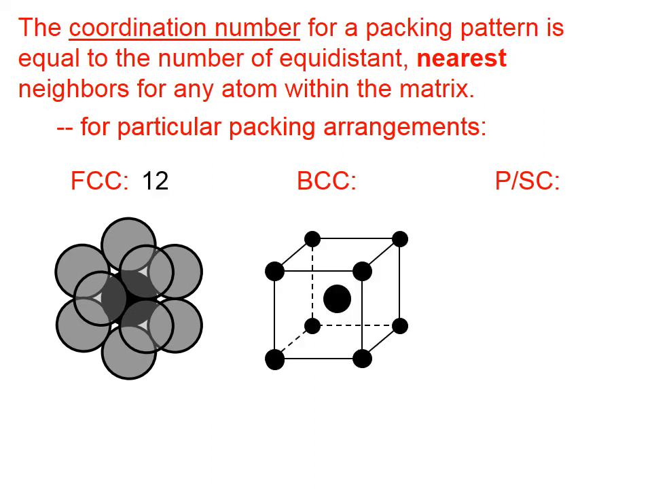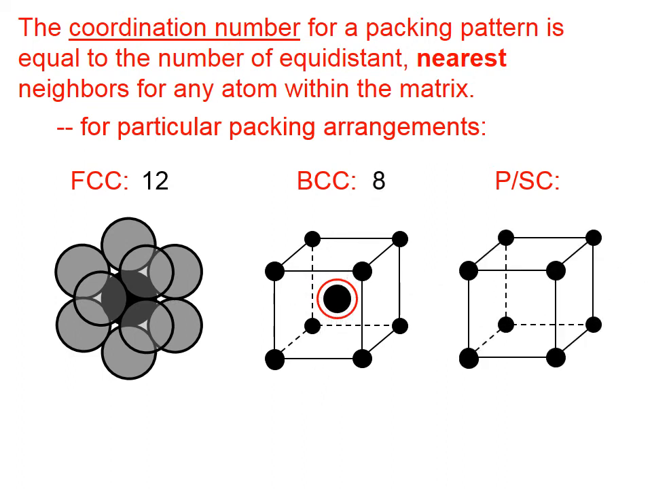For body-centered cubic, the one that we're interested in, let's say, is this one in the middle, and how many equidistant nearest neighbors does it have? And the answer is 8. All 8 of these on the corner are equidistant nearest neighbors.